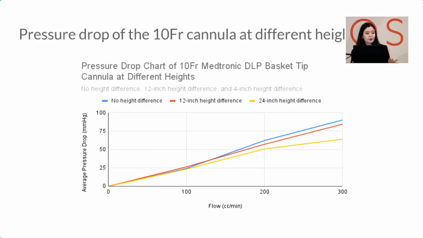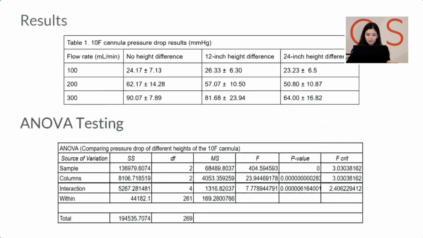Then we have a 12-inch height difference, which is 12 inches higher than that, and a 24-inch height difference, which is 24 inches higher than the original. And so, as you can see by this lovely graph, there appears to be a difference. So that graph was created off of this results chart here.